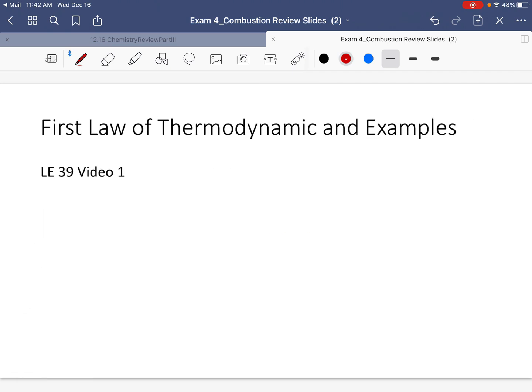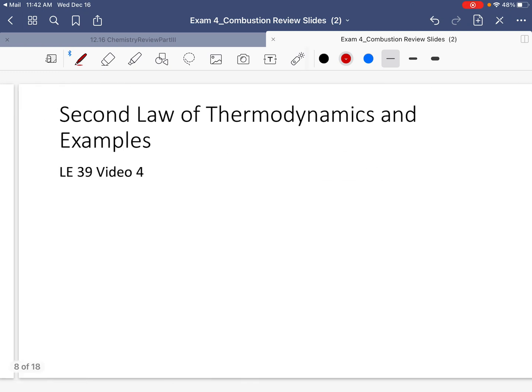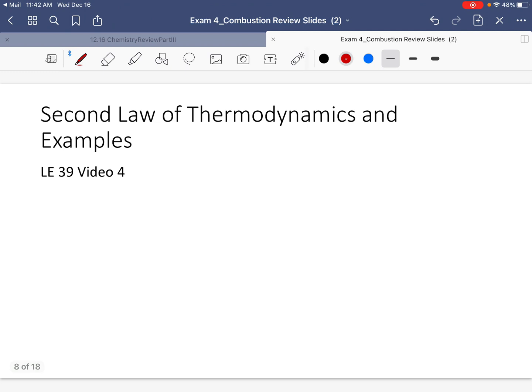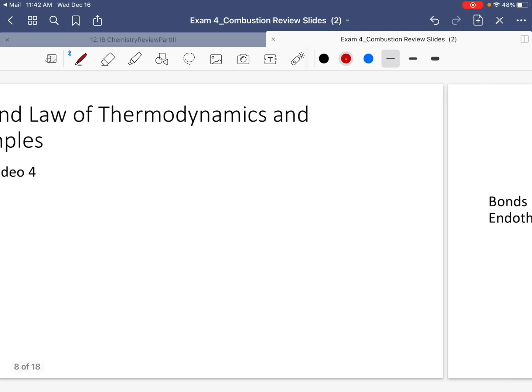The first law of thermodynamics, guys, is on lesson 39, video 1. Rewatch it. Make sure to add notes and Google some examples. There's going to be like a matching portion where you have to compare first law and second law. The same goes for the second law, lesson 39, video 4. Take some notes and Google some examples so you have an idea of what it looks like.